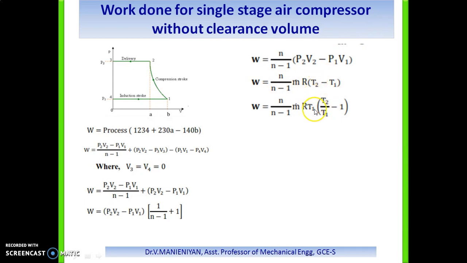So that is further simplified: T2 by T1 minus 1, multiplied by T1, that is, both sides multiplied and divided by T1.